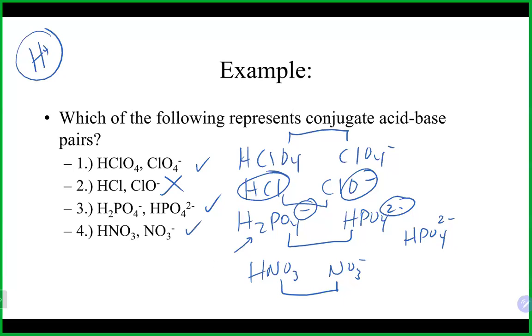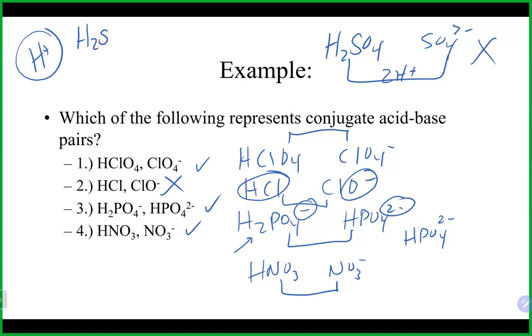Any questions on that there? How about H2SO4 and SO4 2 minus? Are those pairs? The difference between these is how much? 2 hydrogens. Is that 1 hydrogen? That's not 1 hydrogen. They are not pairs. They are definitely related to each other. They're related to each other from sulfuric acid.